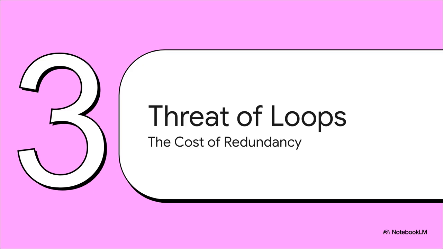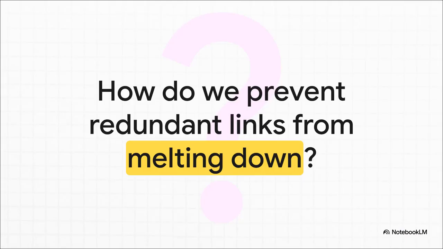Now, that brings us to part 3, the threat of bridging loops. Okay, so we've got this beautifully structured physical network, but to ensure high availability, we absolutely need redundant physical links, right? You don't want a single accidentally cut cable taking down an entire building. But here's the catch. In Ethernet, physical redundancy creates loops. And loops cause broadcast storms.